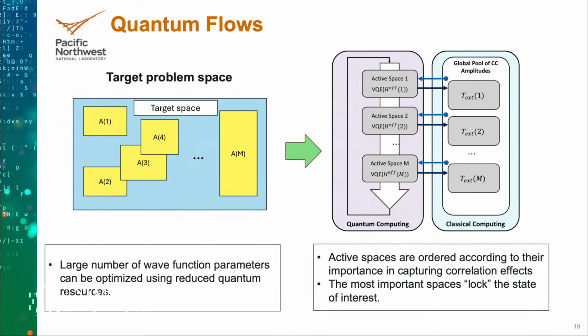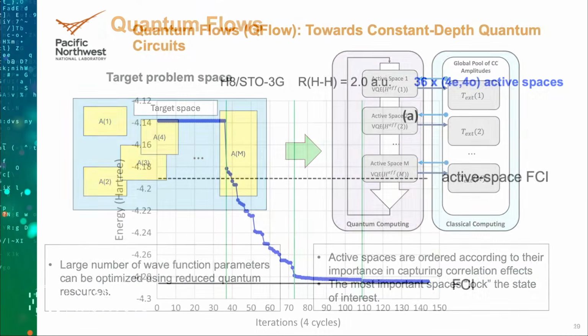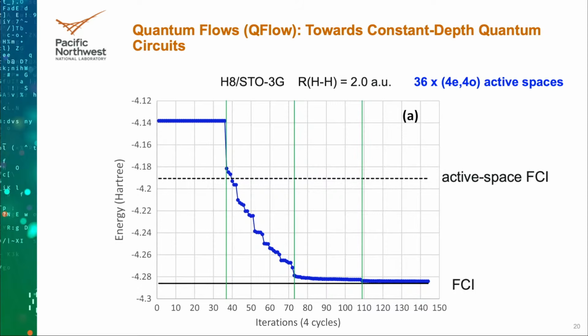This is H8 in a small active space showing how it converges. We are recording the energy of the most important active space. We are introducing the ordering of the active spaces. But here is the behavior of all active spaces, to tell the truth. So we start from 0. We are assuming that we know nothing about the underlying structure of the state.